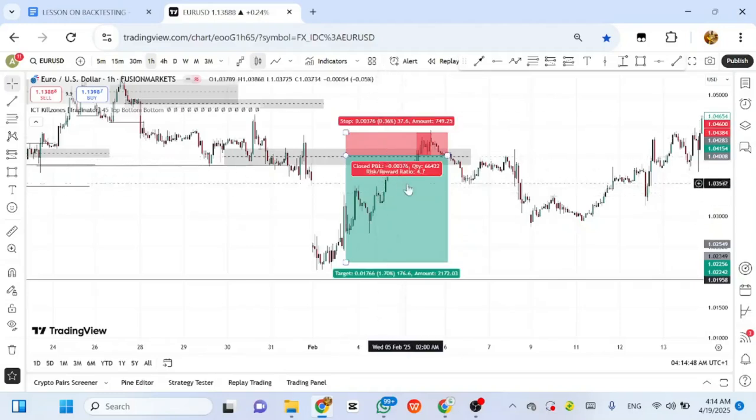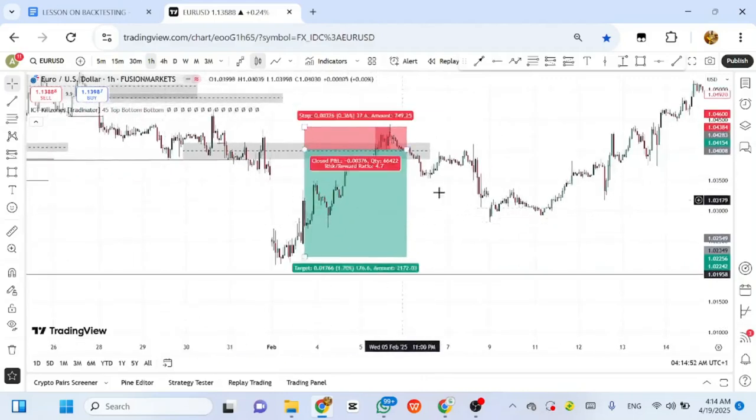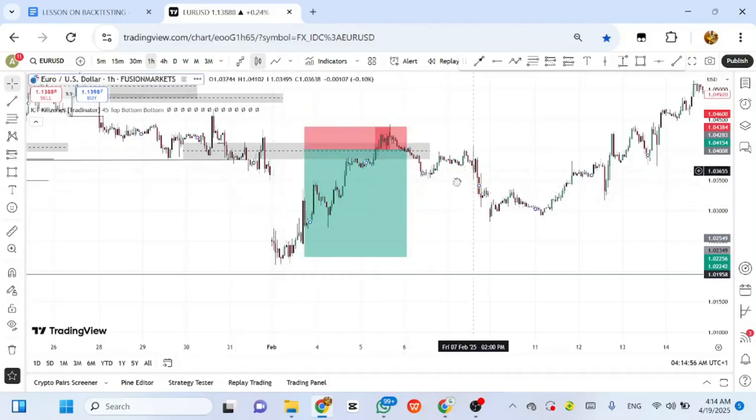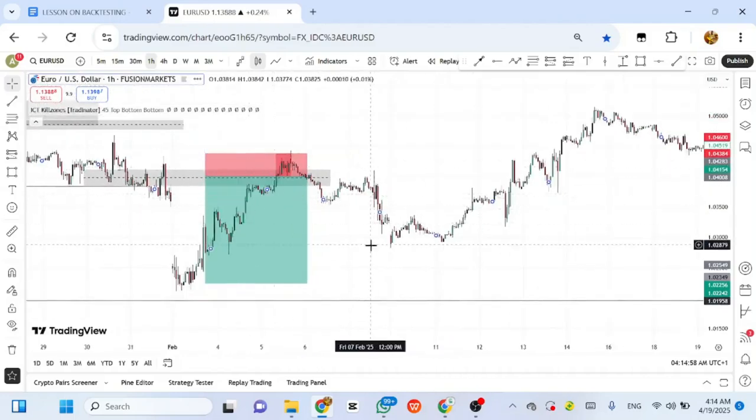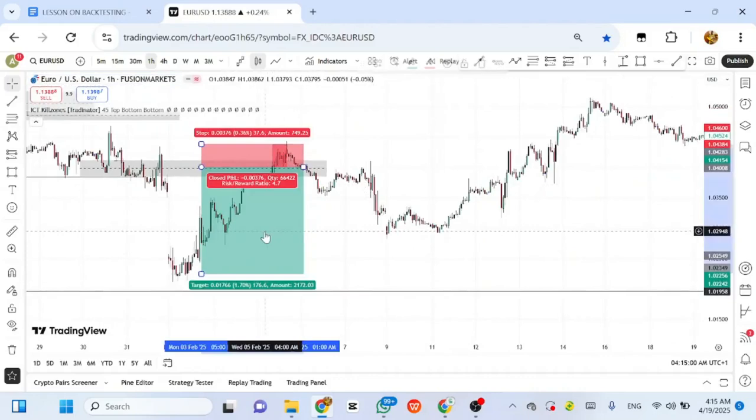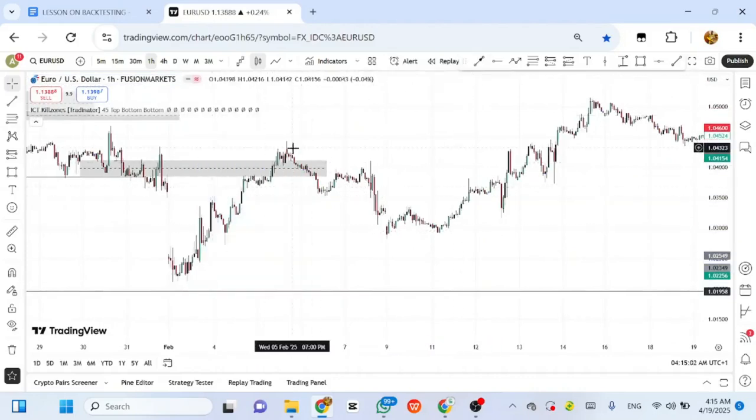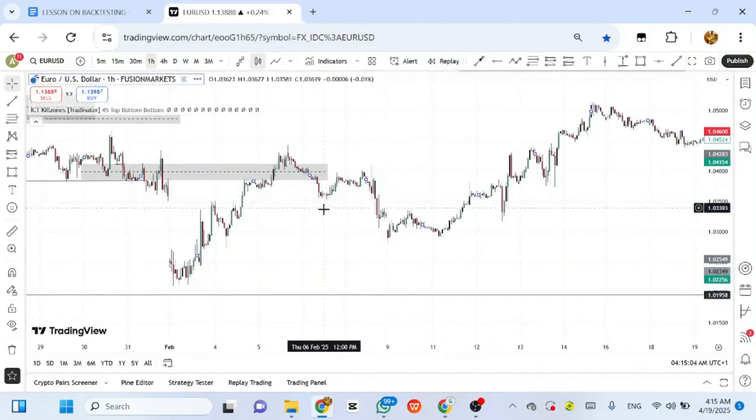Since this was a loss trade, this is -1%. So we are testing this strategy. We are back testing. Take note. So now this was for this day. So push that one again. So this was done.